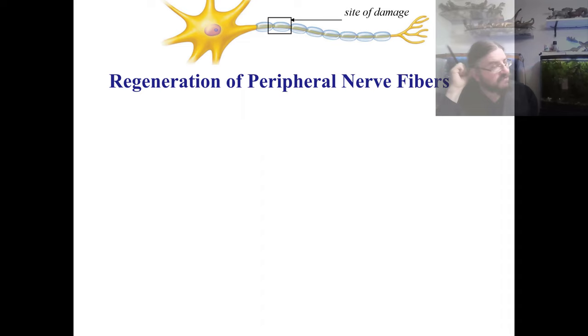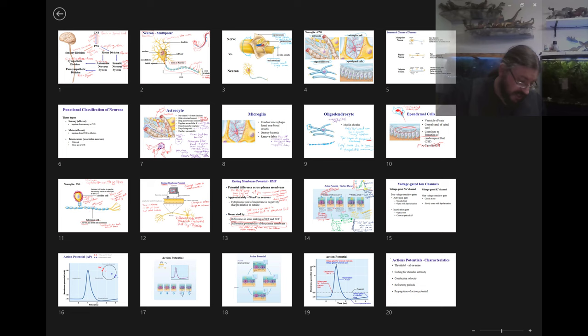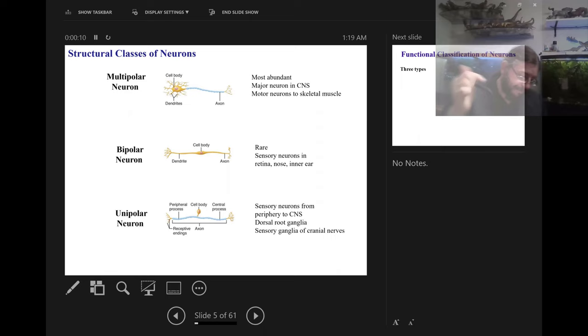Regeneration of peripheral nerve fibers. Okay. So, actually, let me hop back real quick to something I skipped over so I can get it in before we get into some pathology and damage regeneration. Let's talk about different kinds of neurons. This is basically classification of neurons by feature, like by where the axons and the cell bodies are.